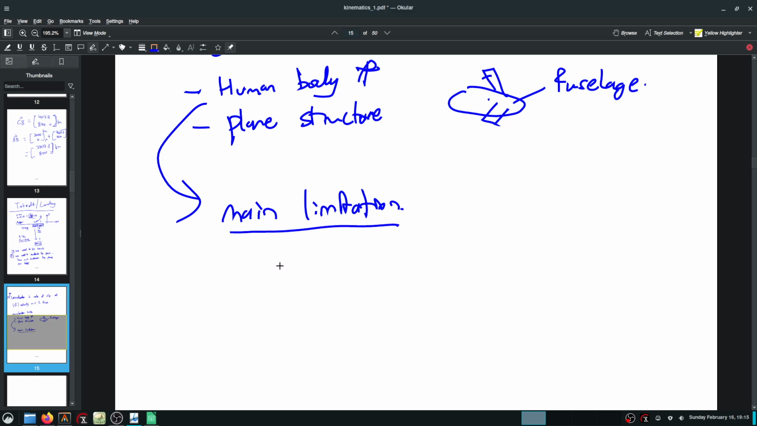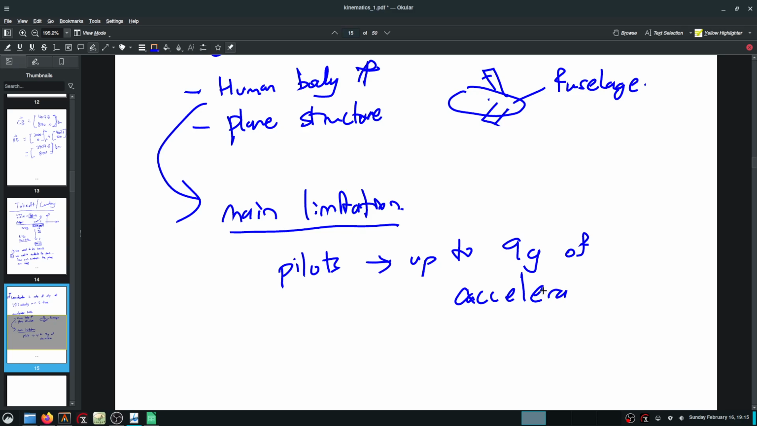In fact, I think when you talk about fighter jets, the pilots are supposed to take up to 9 Gs. Up to 9 G of acceleration. What is G? Again, you have AI or you have Google. Go and fact check me. You can see whether this number is correct.